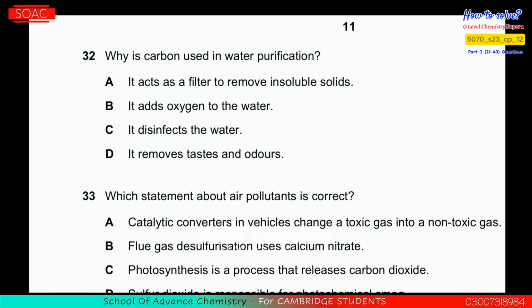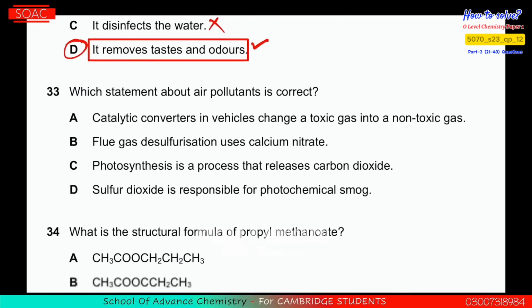Question number 32. Why is carbon used in water purification? It acts as filter to remove insoluble solids. No. It adds oxygen to the water. No. It disinfects the water. No. It removes taste and odor. Yes. The basic function of carbon is to remove odor and taste. So D is the correct option.